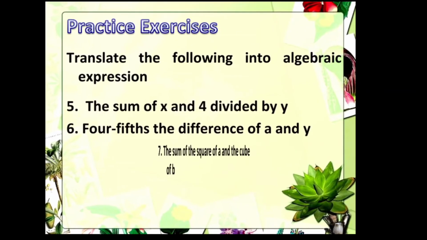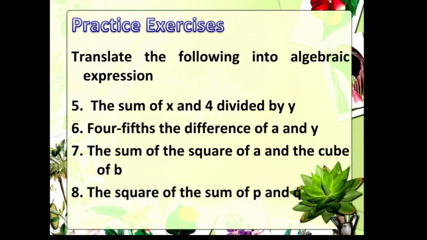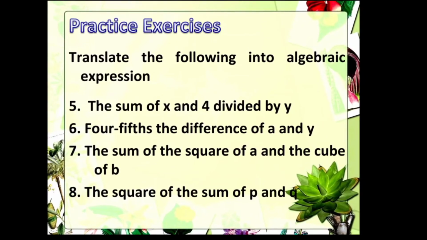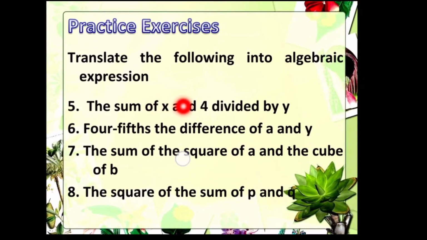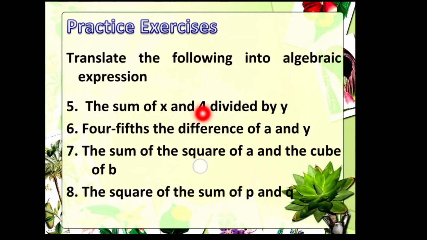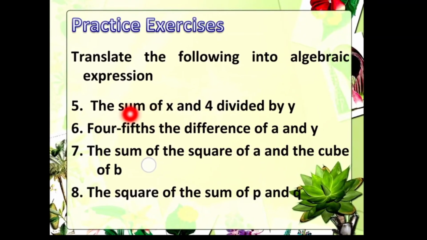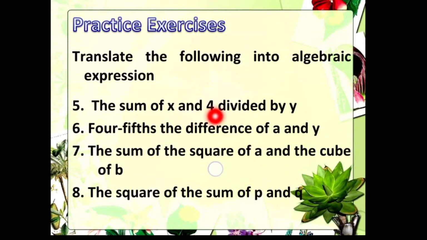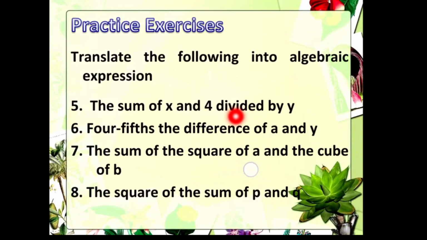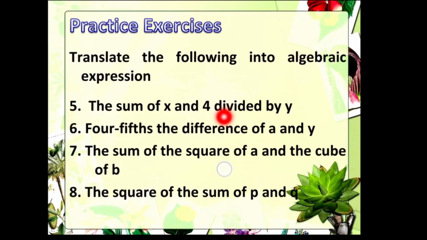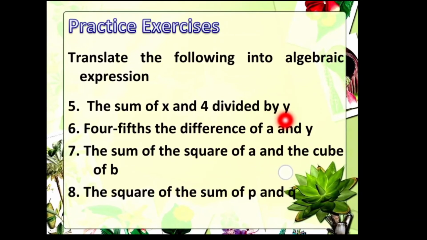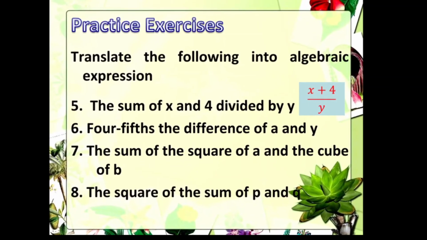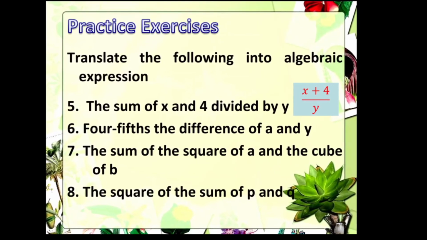Next, we have number 5, the sum of x and 4 divided by y. First, we have to add x and 4. The sum of means that is addition. So x plus 4, then after that, divided by, so that is division, y. So our answer here is x plus 4 divided by y, or over y.